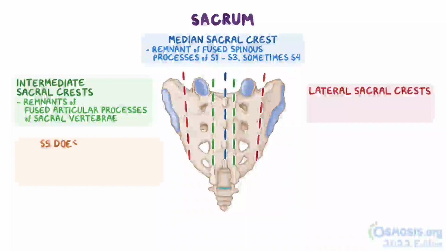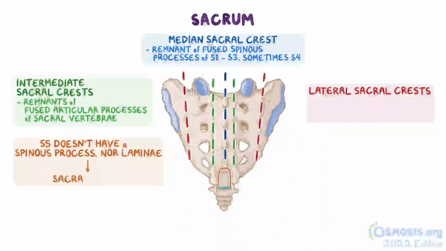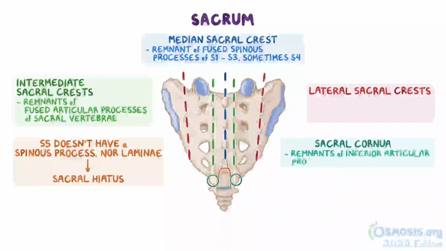Because S5 doesn't have a spinous process, nor laminae, that results in an upside-down U-shaped opening in the wall of the sacral canal, called the sacral hiatus. A bit further inferiorly, there are the sacral cornua, a pair of projections just lateral of the midline, which are remnants of the inferior articular processes of the S5 vertebra.